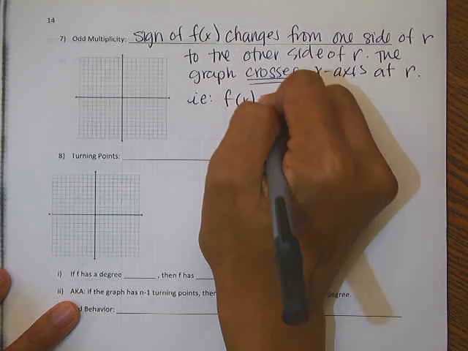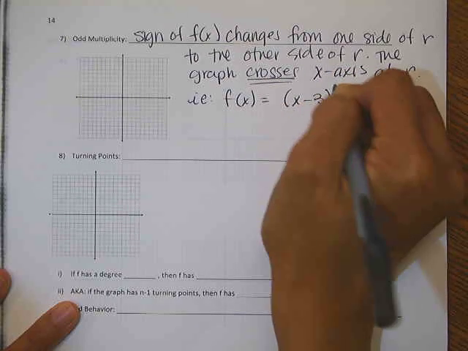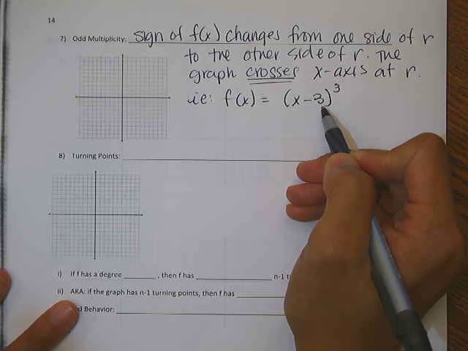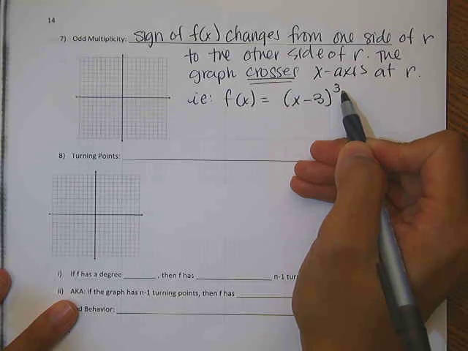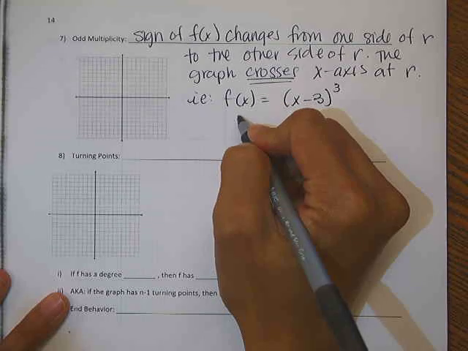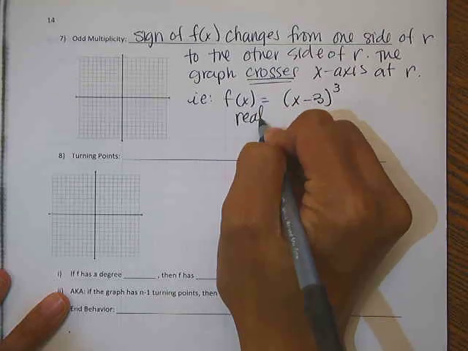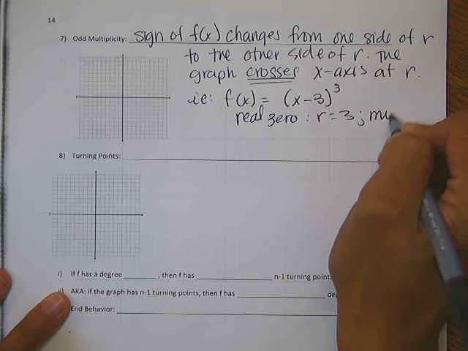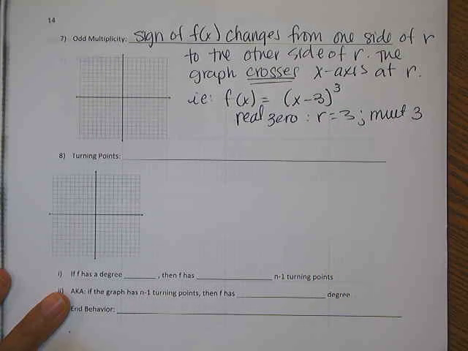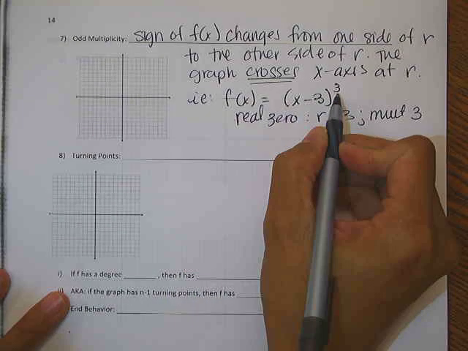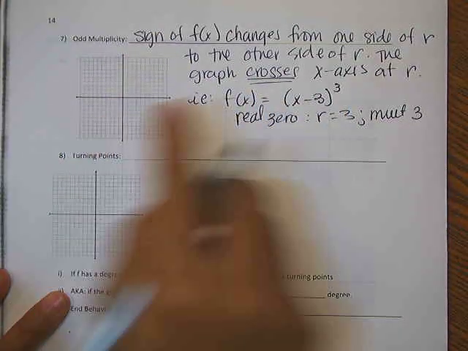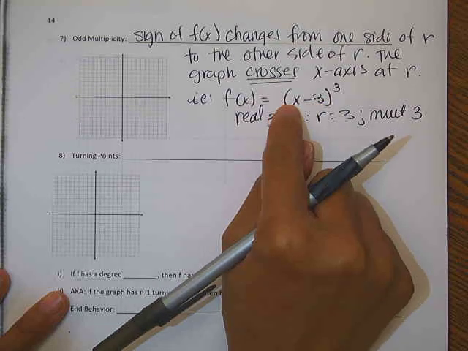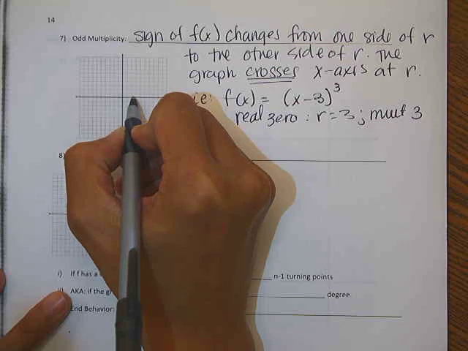So let's graph this out. For example, f of x equals x minus 3 to the third power. So R is 3, with a multiplicity of 3. So real zero R equals 3 with the multiplicity of 3. Let's graph it out. We know anything that has a third power looks like a lazy S. But in this case, I have it going to the right. If you look at this transformation, it's to the right by 3. So it's going to go 1, 2, 3.